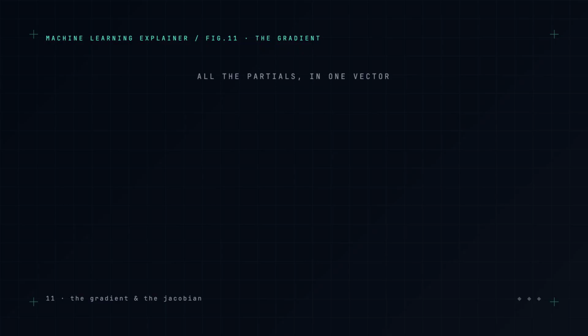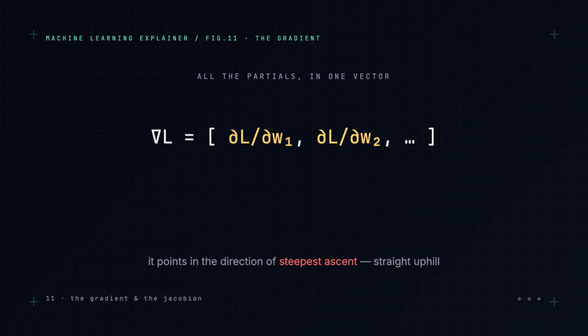Bundle all those partial derivatives into a single vector, and that's the gradient. One slope per input packed together, and it has a beautiful geometric meaning. The gradient points in the direction of steepest ascent, the single fastest way uphill on the loss surface. Its length tells you how steep that climb is.